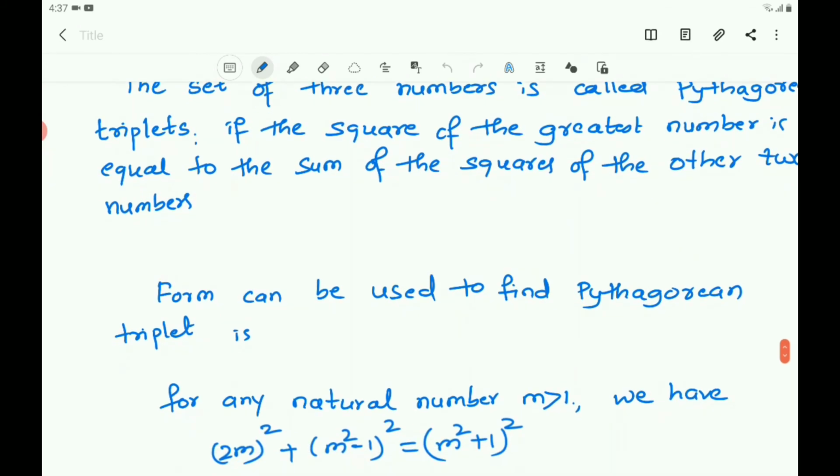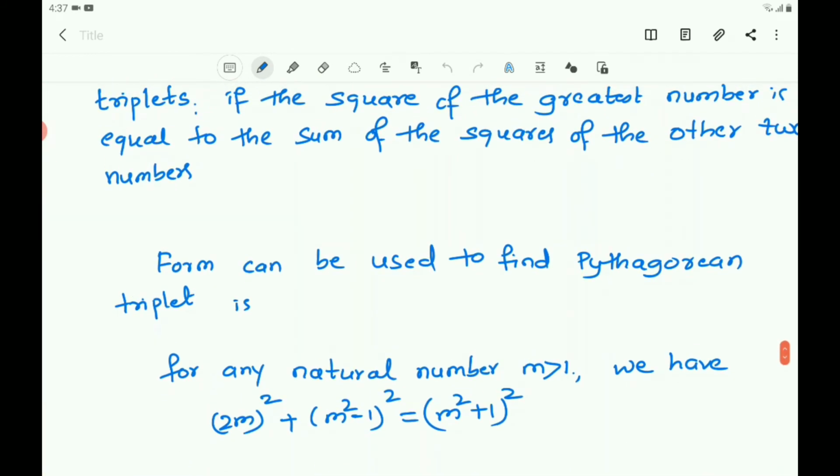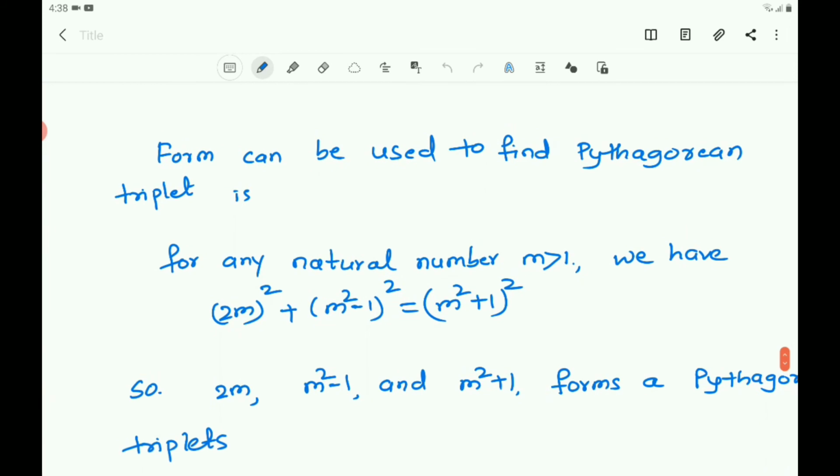And you can use a formula to find the Pythagorean triplets for any natural number greater than 1. For any natural number m greater than 1, we have (2m) square plus (m square minus 1) whole square equals (m square plus 1) whole square. Then the numbers 2m, m square minus 1 and m square plus 1 form a Pythagorean triplet. Here the greatest number is m square plus 1. Its square is equal to the sum of the squares of 2m and m square minus 1. By taking any one number, it is possible to get the other two numbers by using this relation.